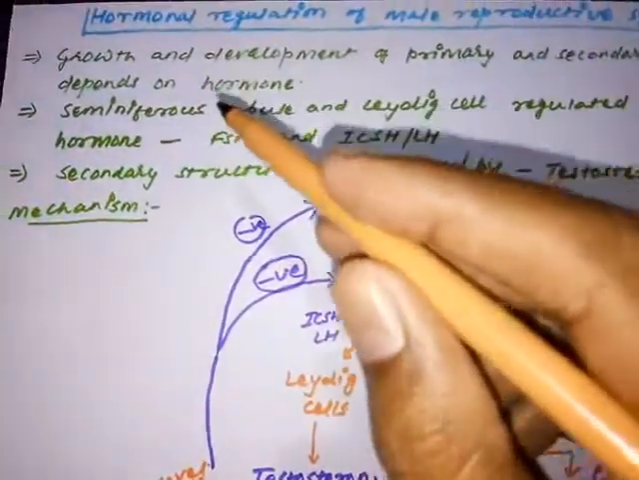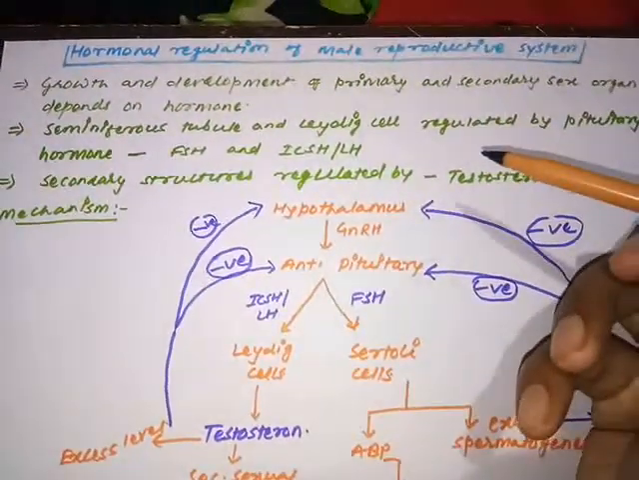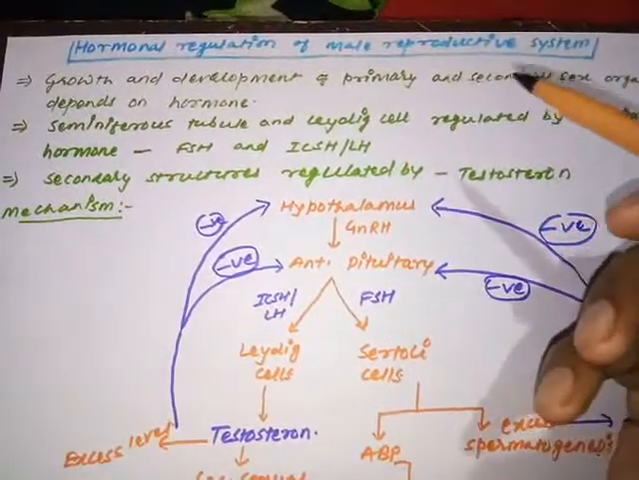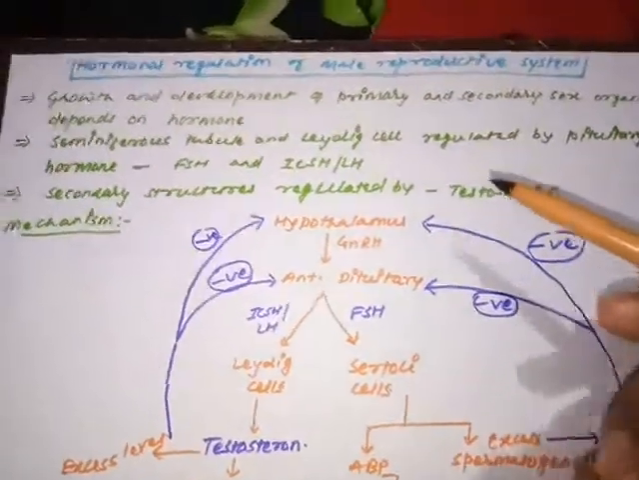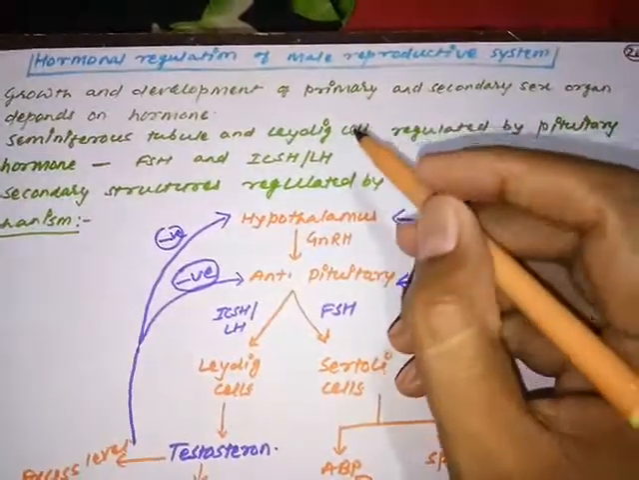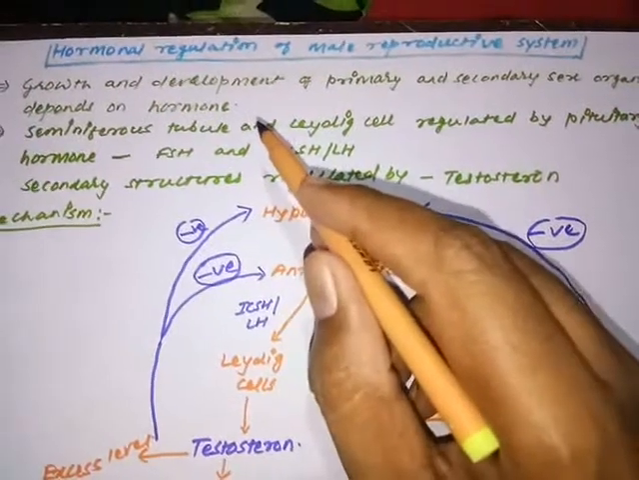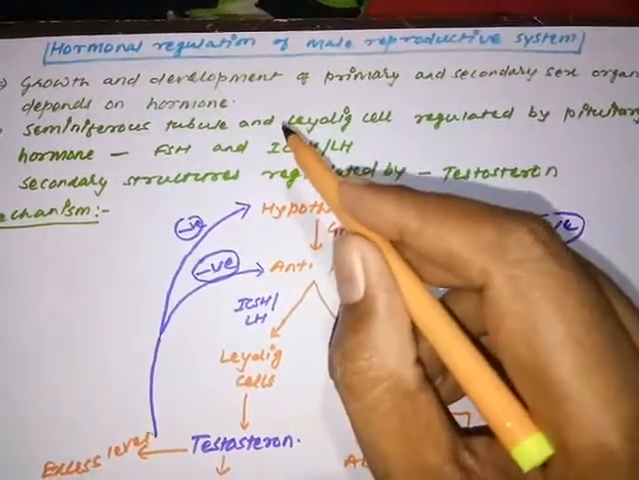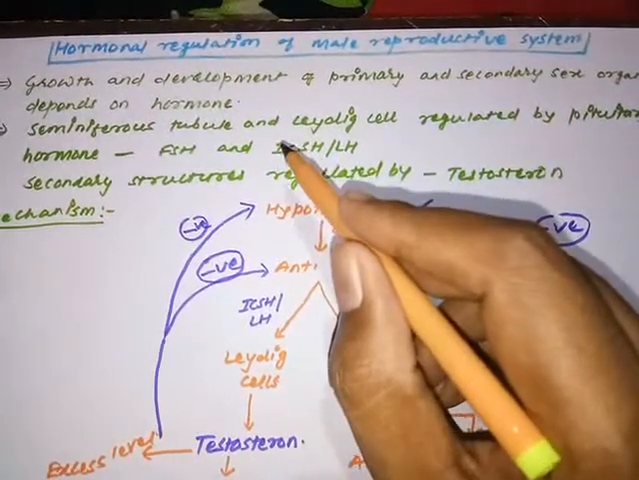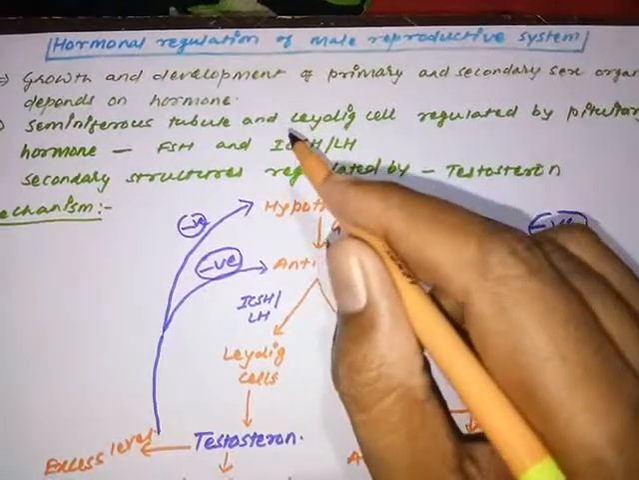So what we are going to discuss is the growth and development of primary and secondary sexual organs. And remember, the growth and development of these primary and secondary sexual organs depend upon certain hormones. So always remember, the growth of the testes or other secondary structures or glands depends upon particular hormones.